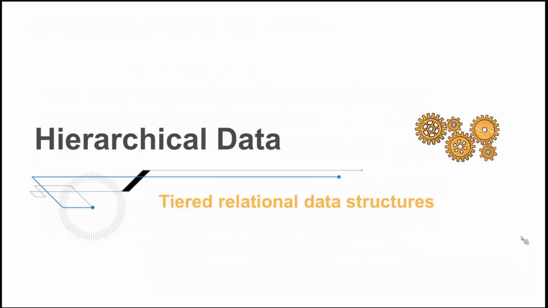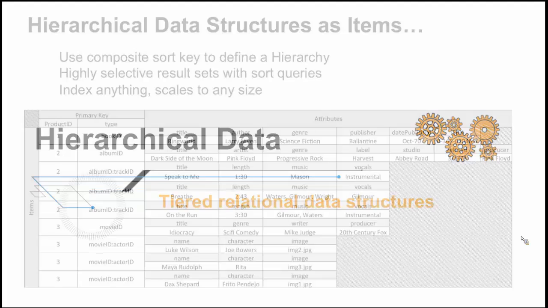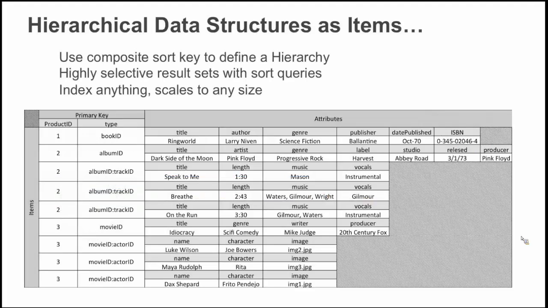All right. The other thing that we see a lot in application development is hierarchical data, right? If you think about application layer objects, they have properties, and properties can be base types. Properties might be sets of those base types, but those properties might also be other complex types, which have their own properties. So hierarchical data structures are tiered, relational data structures. And how do you represent that in DynamoDB?